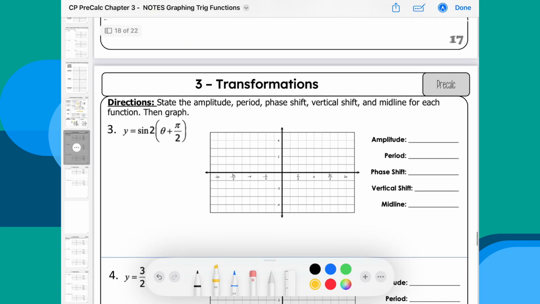The first thing that we want to do is make sure that we have all of our information: our amplitude, our period, our phase shift, which is our horizontal shift, our vertical shift, and then our midline. We're going to sketch it out. Once we sketch it out, then we will graph it.